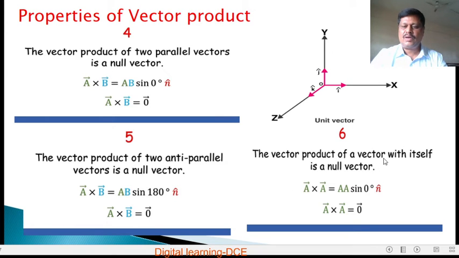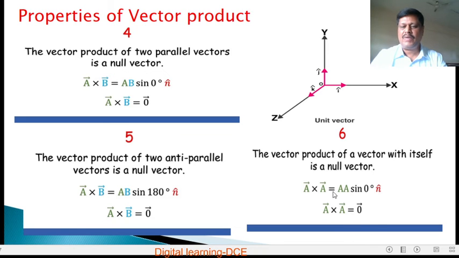The sixth property: the vector product of a vector with itself is a null vector. Vector A cross A is equal to A into A sin 0, because the angle between a vector A and A is always 0. Sin 0 is 0, and it is called a zero vector or null vector.